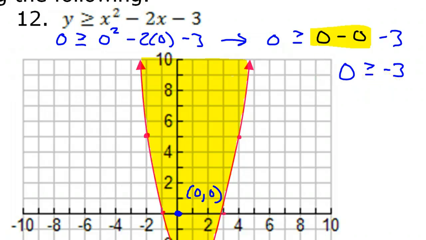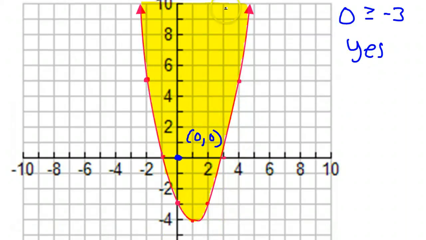Is this a true statement? Yes or no? Yes, 0 is greater than all negative numbers. So that's a true statement. That means this origin is a solution. That means all of its brothers and sisters in the interior of this parabola are also solutions. So we clearly shaded the right area. If this had been a no, that would have meant that this origin is not a solution, which would mean that none of the interior points are solutions, which would mean that the outer points must be solutions, and we would shade those instead.